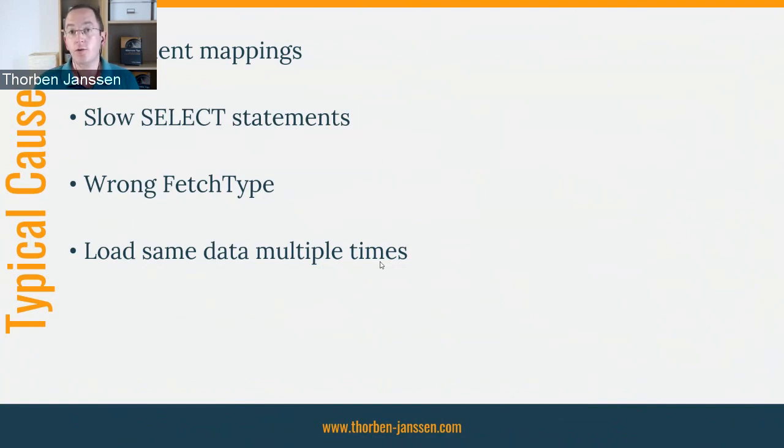Then there are, of course, slow select statements, as with any application that uses a database. And then wrong fetch types. Fetch types describe how, and especially when, Hibernate fetches associated entities when it loads another entity. And, well, unfortunately, even about 20 years after the first release of Hibernate, the wrong fetch type is still a common reason for performance issues. So we will briefly talk about that.